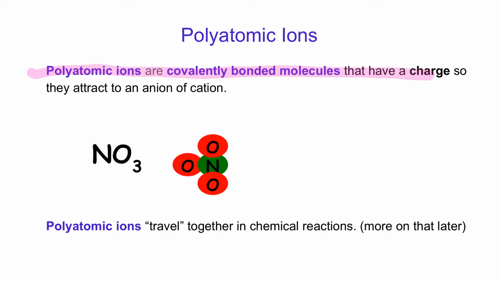Polyatomic ions are covalently bonded molecules that have a charge, so they attract to an anion, or a cation. Polyatomic ions travel together in a chemical reaction. So think about what I was introducing last unit. Polyatomic ions are like a group of girls going to the bathroom. They stick together. So when they react as a group, you do not break them apart.